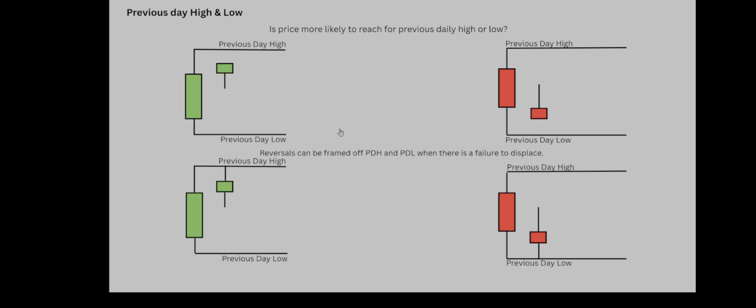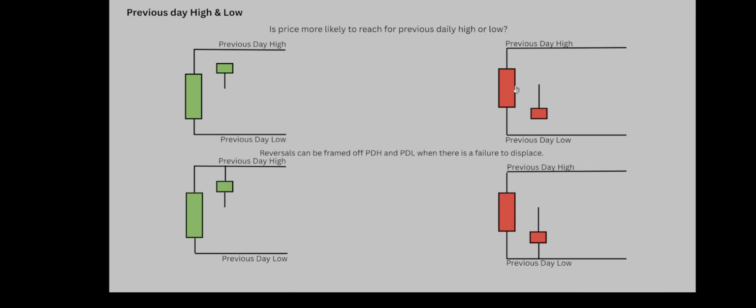So in today's video, we're going to be using previous day high and previous day low as a frame of bias for the next day. So on this first example, we are bullish. We have the previous day high here and the previous day low. Going with the trend, I'd expect price today to take out the previous day high.